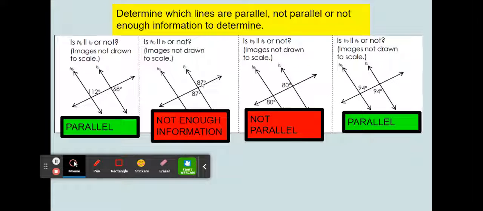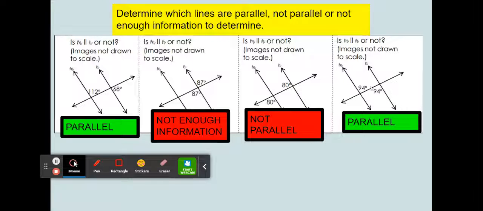The next one, those are vertical angles. Doesn't matter whether or not they're parallel. Vertical angles are always congruent. So this was the not enough information. The third one here, if I look at the linear pair of 80, it would be 100 degrees, and 180 are not congruent, and they would be corresponding angles. So since they are not congruent, these are not parallel.